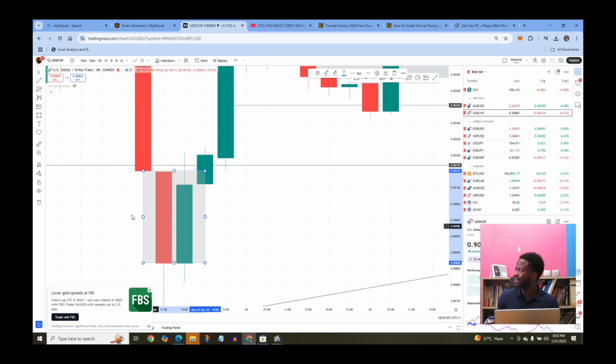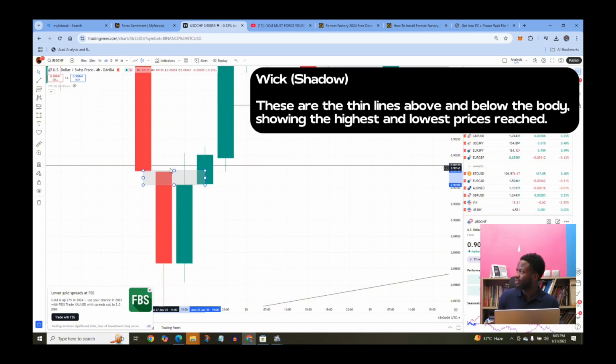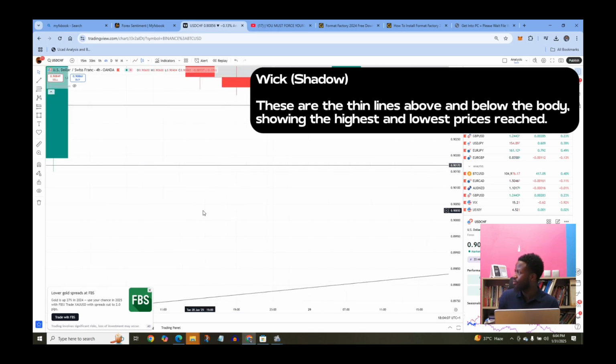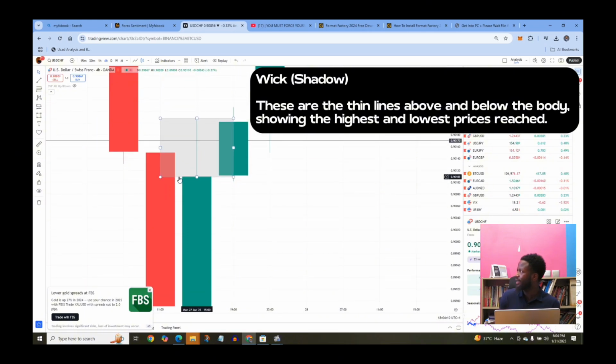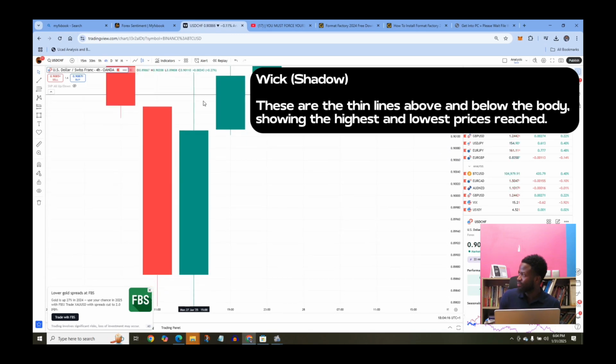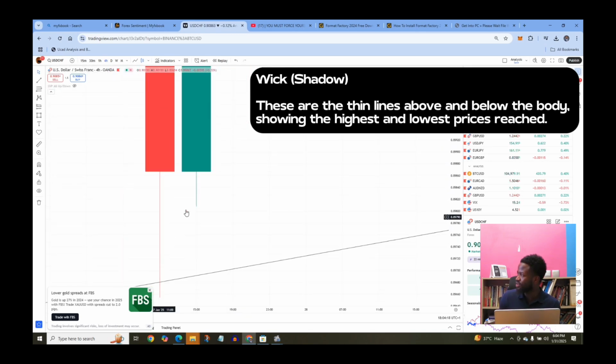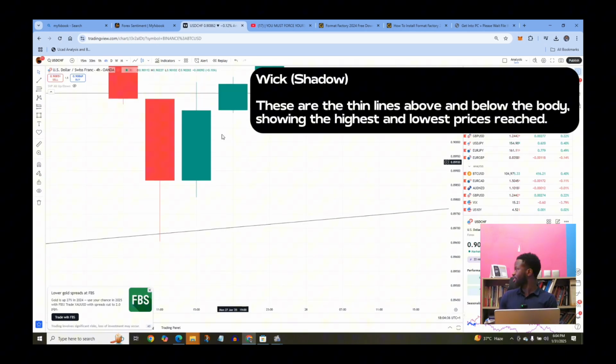Straightforward. The second characteristic of a candle is the wick. For this one, it has a wick on top. Let me zoom in so that you can see. You see this green part? That is a wick. You see these two at the bottom too? These are wicks. This one has its own, this one has its own. The wick or the shadow, these are the thin lines above or below the body, showing the highest and lowest prices reached. Simple as ABC.